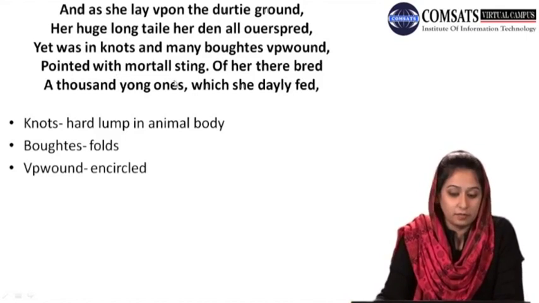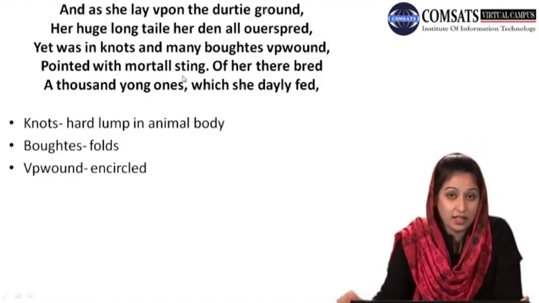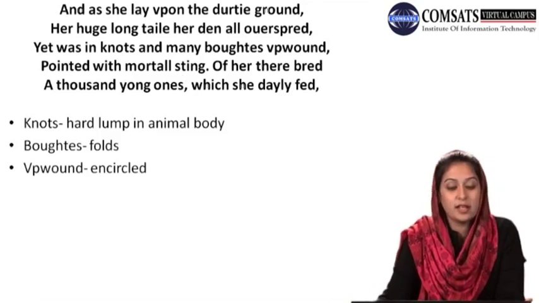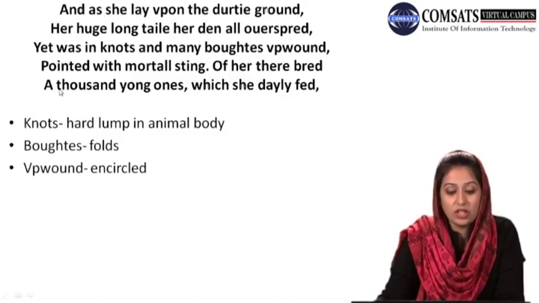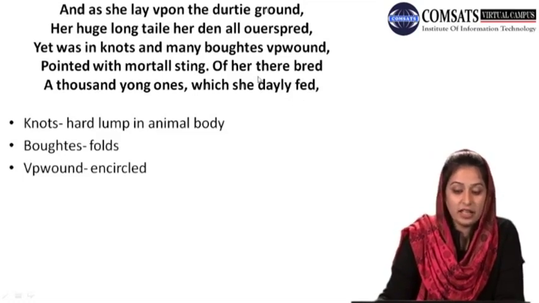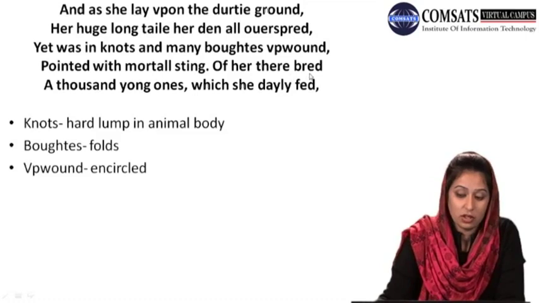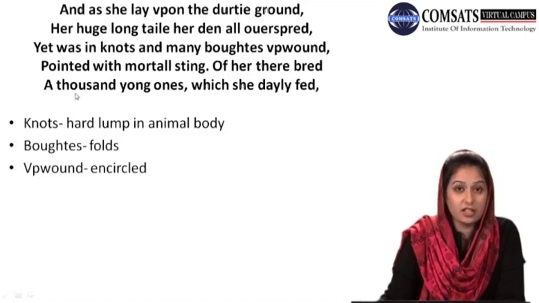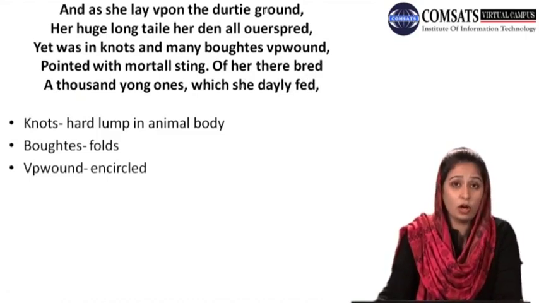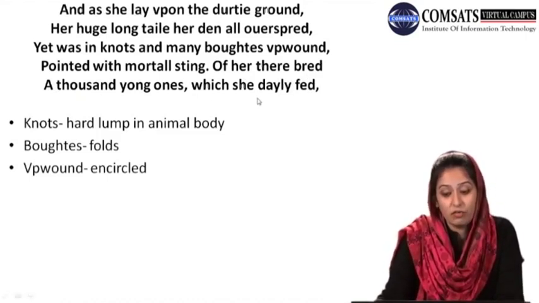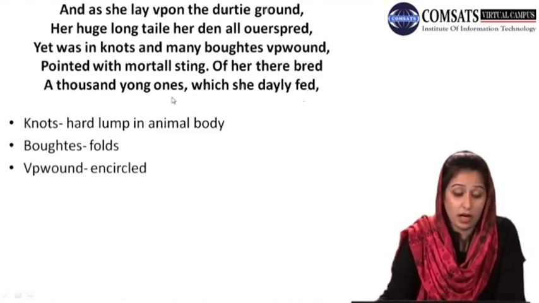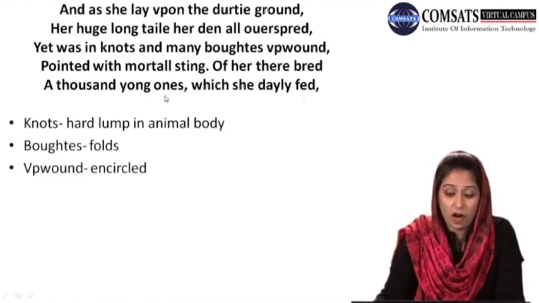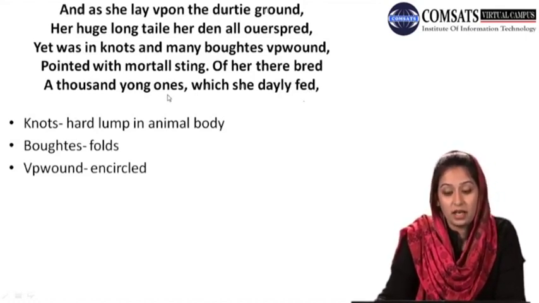Pointed with mortal sting. So at the other end, there was a very poisonous sting. Of her there bred a thousand young ones, which she daily fed. She bore a thousand young ones. There were a number of her offsprings lying all over that place, which she daily fed. She used to feed them daily. So she had a number of offsprings there. She had thousands of offsprings whom she bred every day.